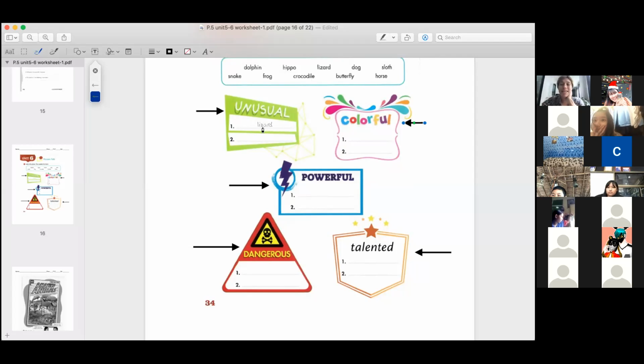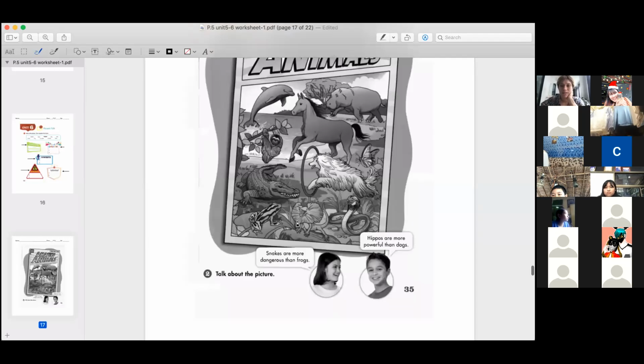Okay, so we're going to put all of the animals into their category. They already give us the first one. They put lizard in the unusual category. Let's look at the lizard. Ooh, that is a very unusual animal. Do you see his big neck that comes out? It's very unusual. All right.